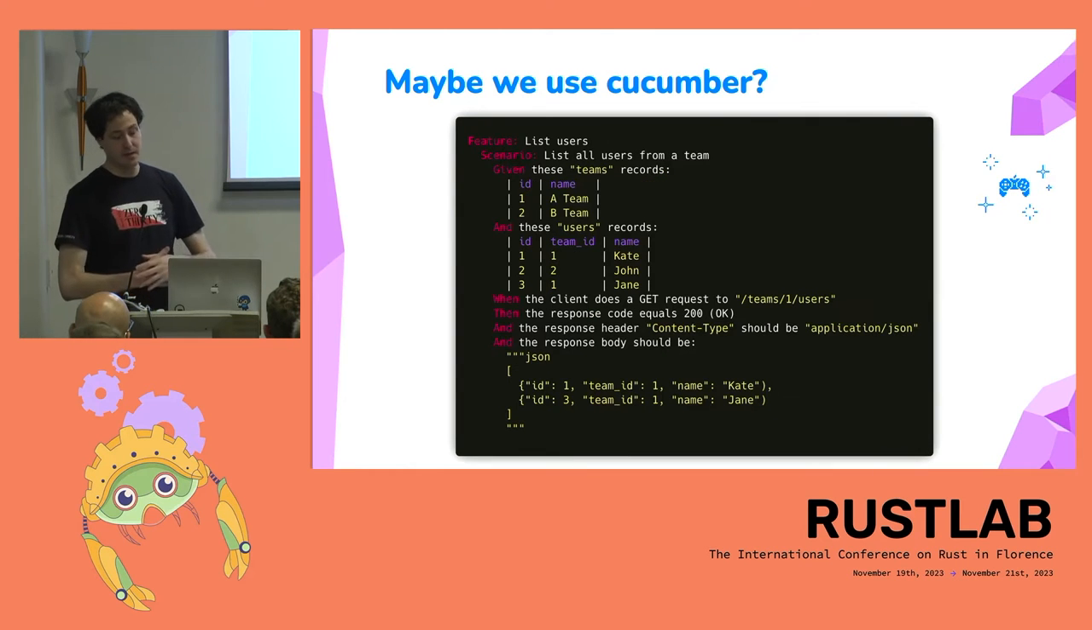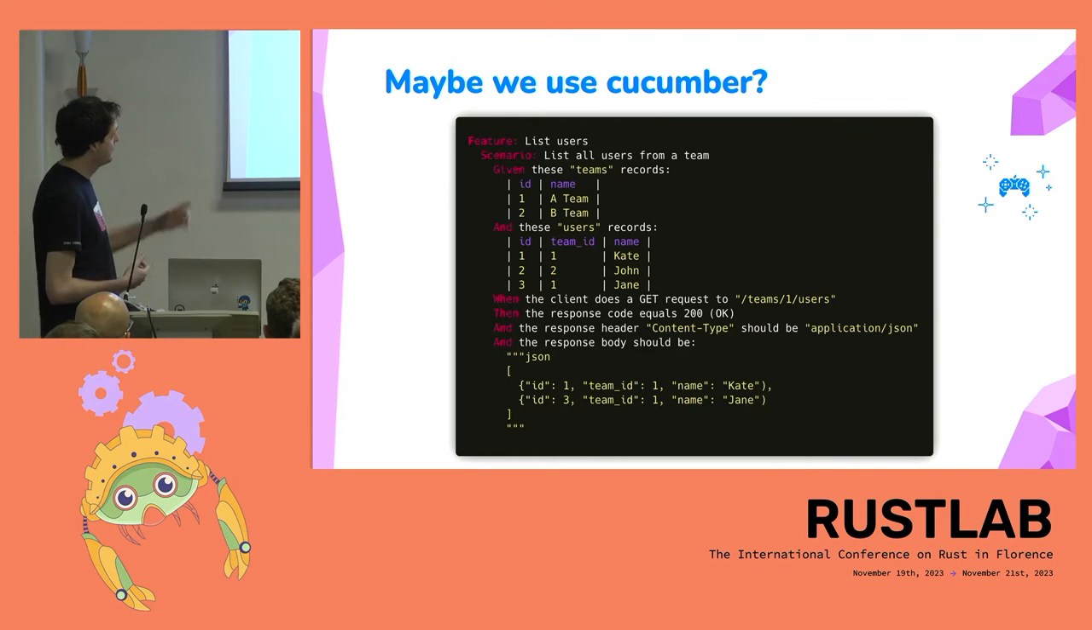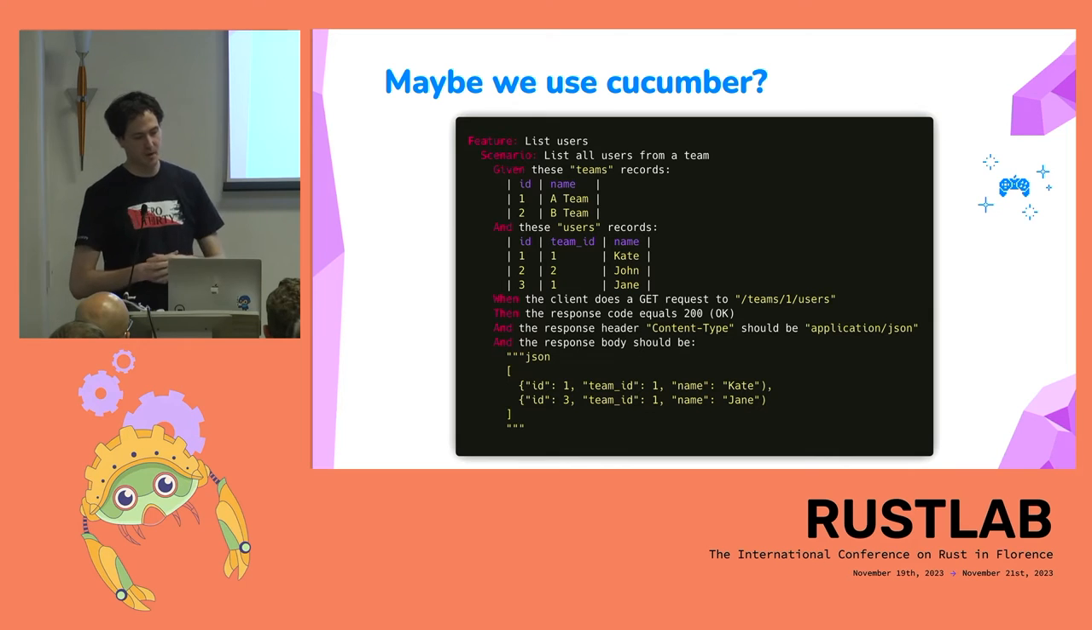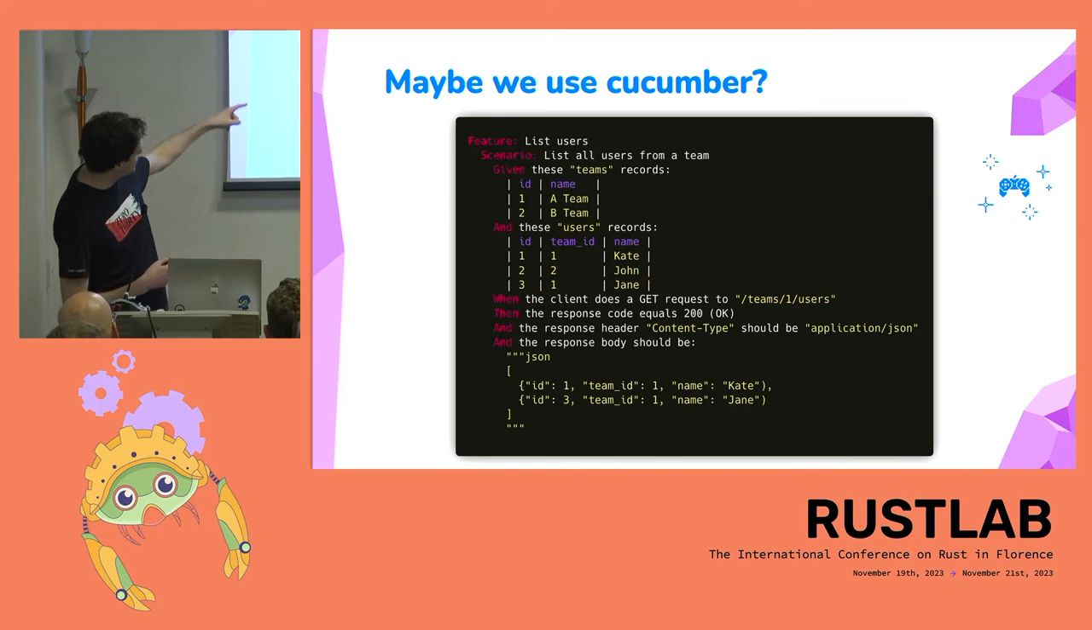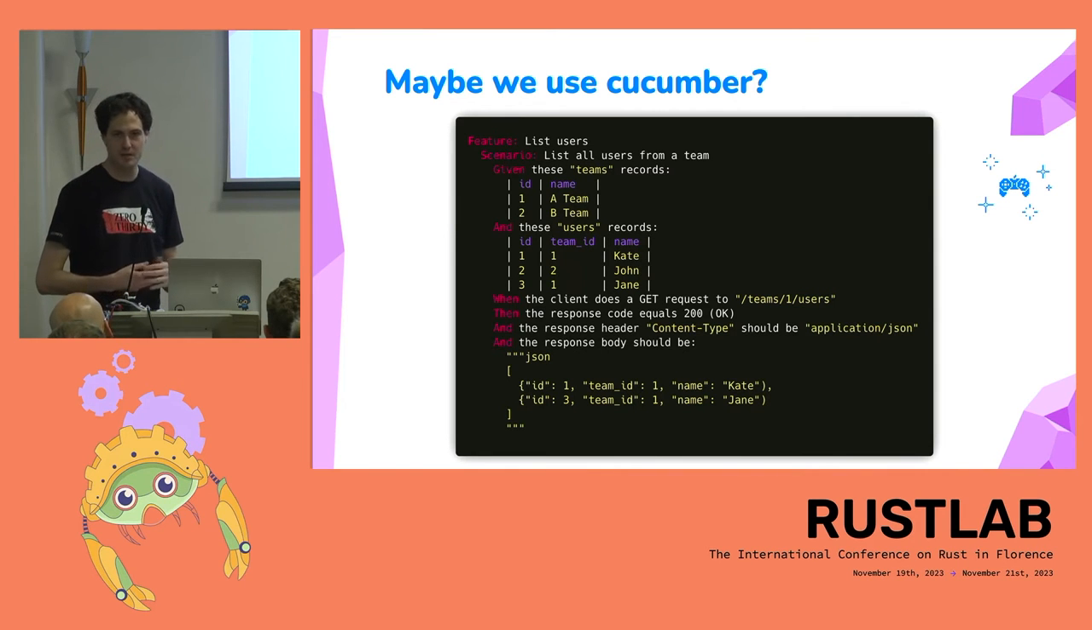I could also write it in Cucumber, and then it looks like this. This is a bigger example. I have a bunch of state, two given steps, one that creates two teams in my database, one that creates three users. I purposely also created a user in another team, because I don't want to get that in this test. In our case, our step definitions that create teams and users connect to an actual database and create them. So I also test the logic in my queries, because I run it against my actual database.